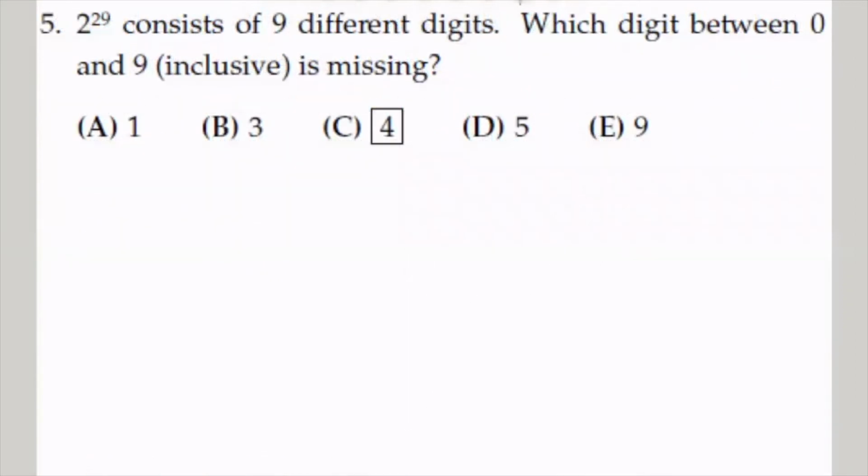Problem 5. 2 to the 29 consists of 9 different digits. Which digit between 0 and 9 is missing? You can do brute force by computing 2 to the 29.